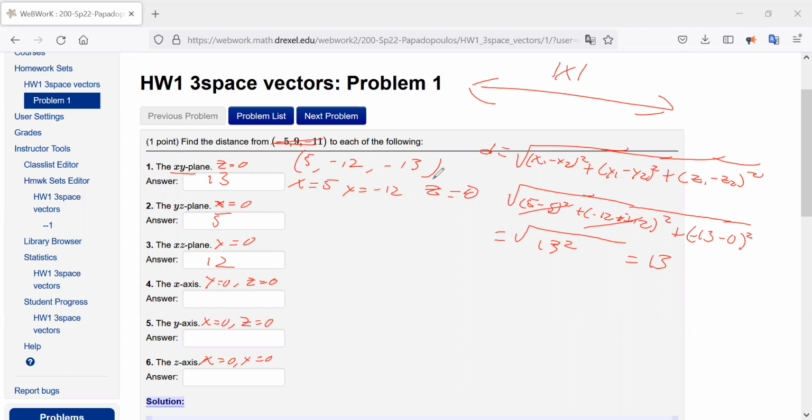So if you do this when your X and your Y values are the same, then these are going to zero out, and then you're just going to have 0 minus this thing squared. That's square rooted, which again is just the same as the absolute value.